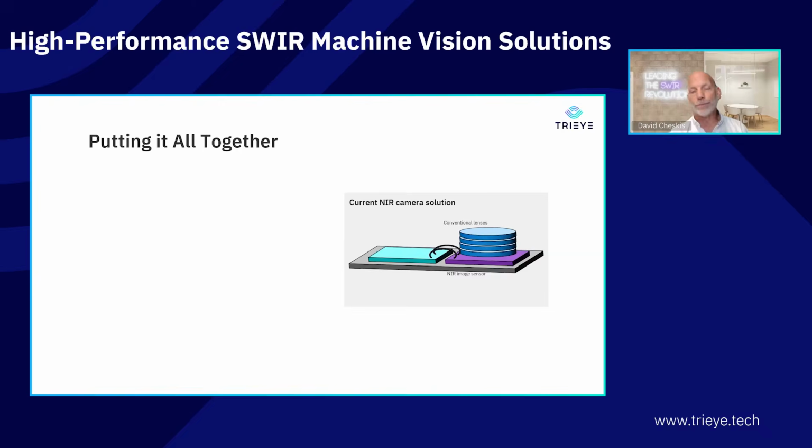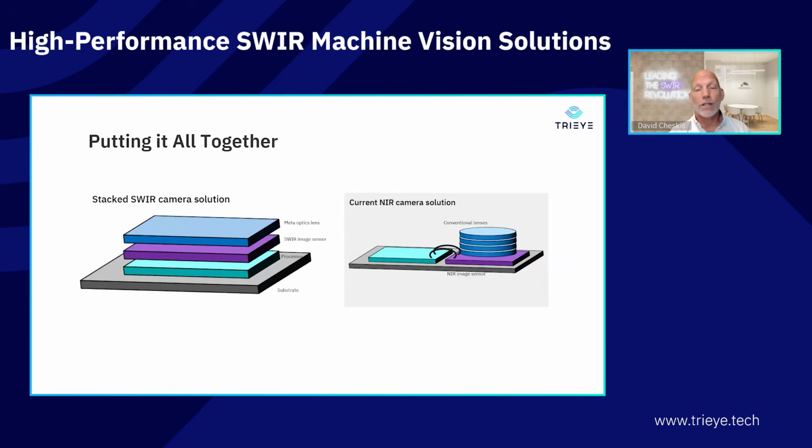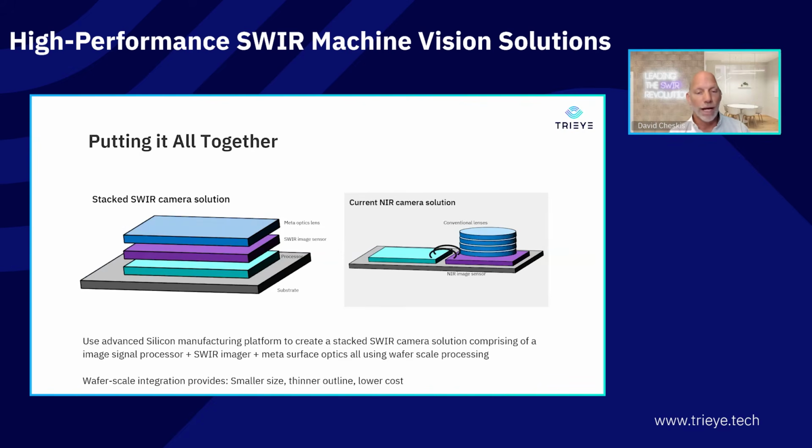Now, what we can do with SWIR is we can start to do this all with wafer level integration with a stacked SWIR camera solution. So we can do the meta optics lens, the SWIR image sensor, and the processor all together in one chip and deliver that on a substrate at much lower cost, much smaller size, and much more reliably. And using these advanced silicon manufacturing platforms, it creates a solution that has all of these components, bringing smaller size, thinner outline, and lower cost.